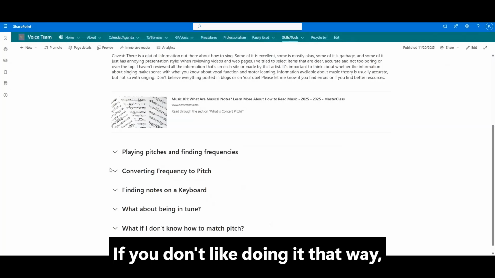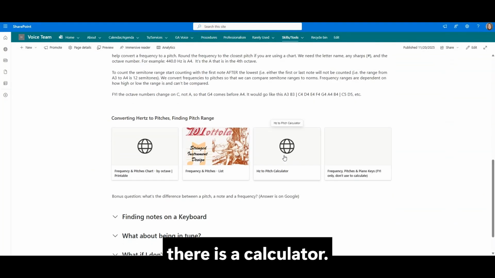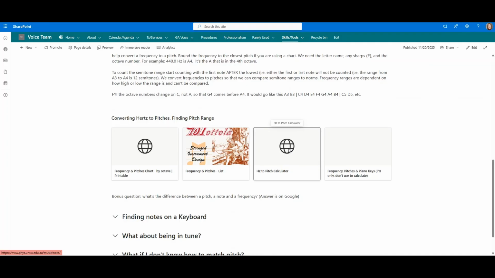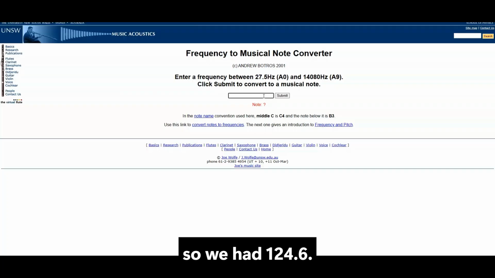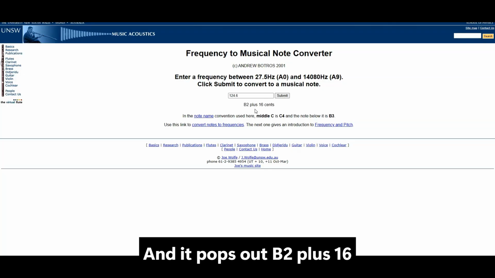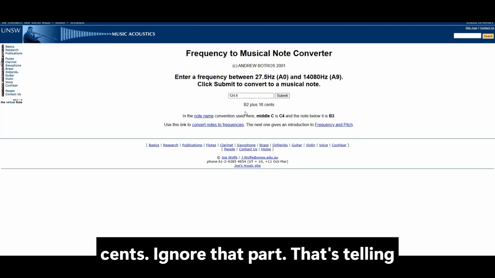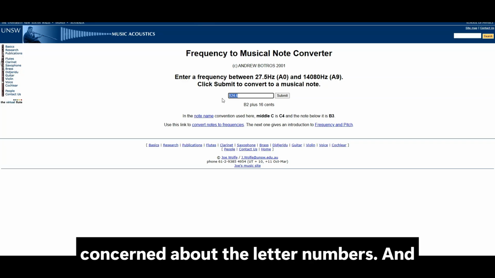If you don't like doing it that way, there is a calculator. And you pop in the hertz. So we had 124.6. And it pops out B2 plus 16 cents. Ignore that part. That's telling you precisely what 124.6 hertz is. We're just concerned about the letter numbers.